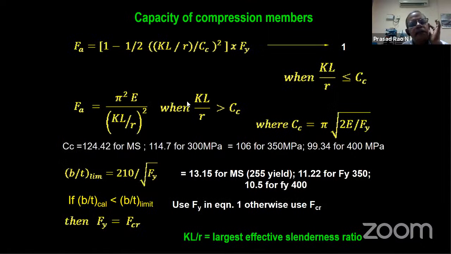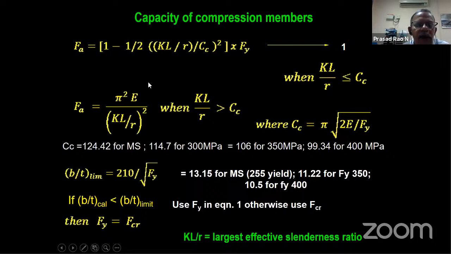So these are the actual compression capacity of a member. How to calculate the member capacity using this formula? Beyond 120, you can use directly pi square EA by L square. Below 120, these are the stresses. To find out the stresses, this is a CC limit. CC limit is called the elastic buckling limit, critical point. This is given by pi into root 2E by Fi. This is derived based on assuming 0.5 Fi.